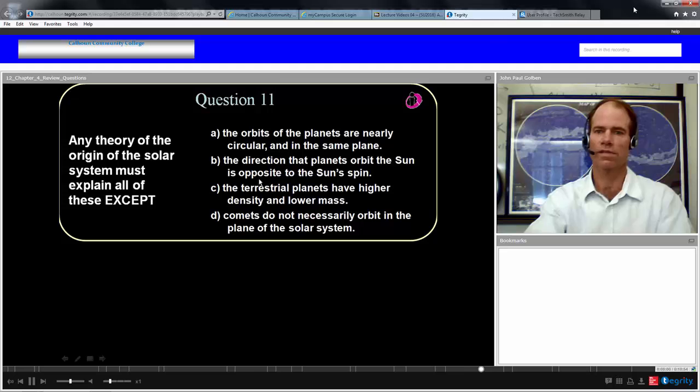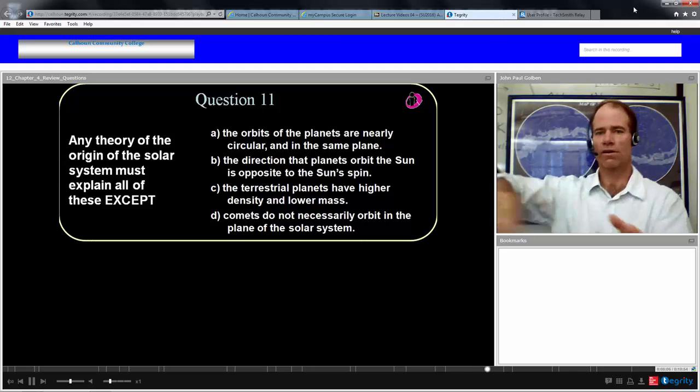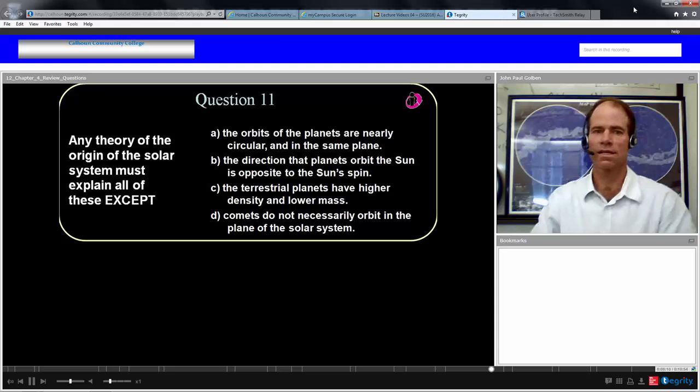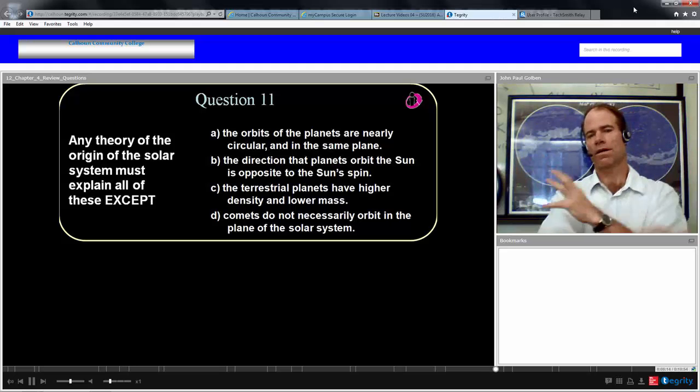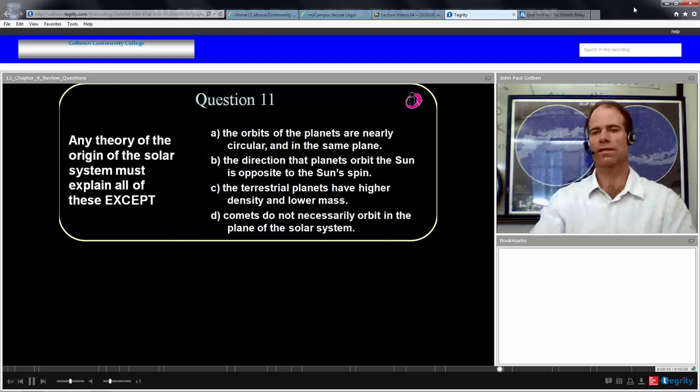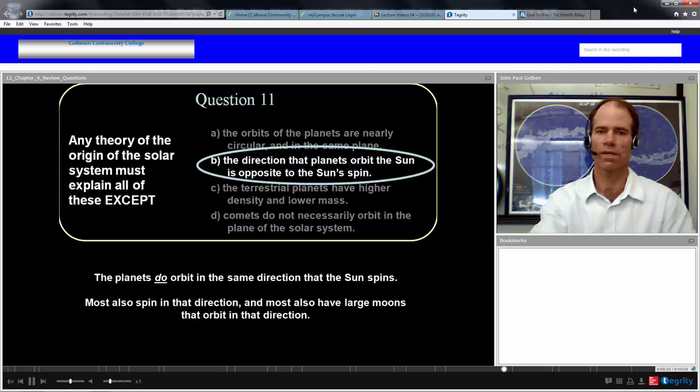B, the direction of the planets orbit the Sun is opposite to the Sun's spin. Well, that's not true. The planets are going counterclockwise around the Sun, and the Sun is spinning in the same direction, and most of the planets spin in that same direction as well. It's all a remnant of what would be thought of as the solar nebula, all spinning in the same direction. So, the answer would have to be B. Planets do orbit in the same direction that the Sun spins.